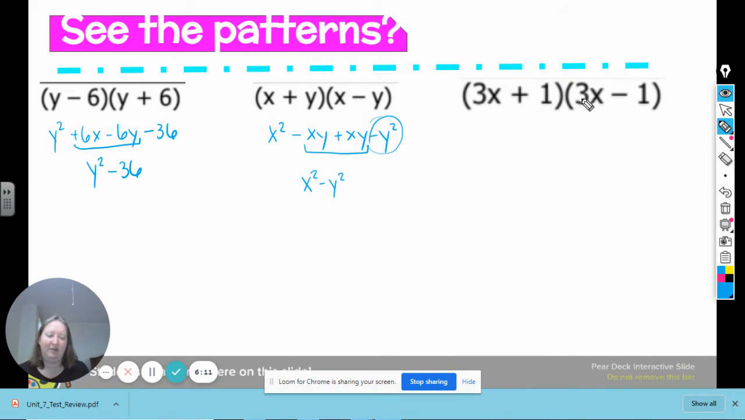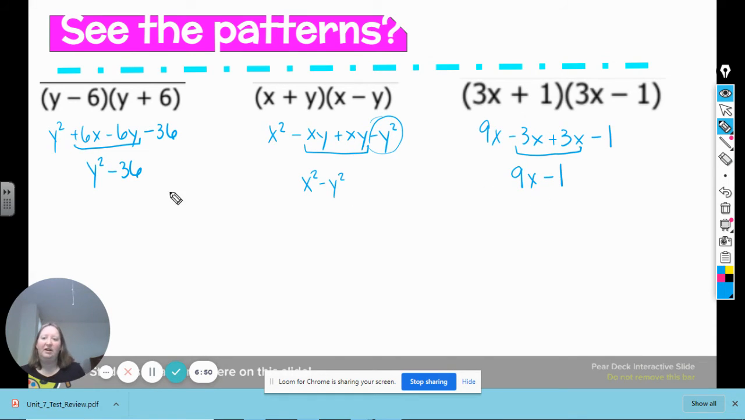Okay, now let's see what happens with this. Notice again, it's the same thing. You've got 3x and a 1, and one's plus and one's minus. Okay, so 3x times 3x is 9x squared. And then 3x times negative 1 is negative 3x. Now we're going to multiply the 1 times everything. 1 times a positive 3x and 1 times a negative 1. And now we're going to look at these two and combine them, and they cancel each other out. So you have 9x squared minus 1.